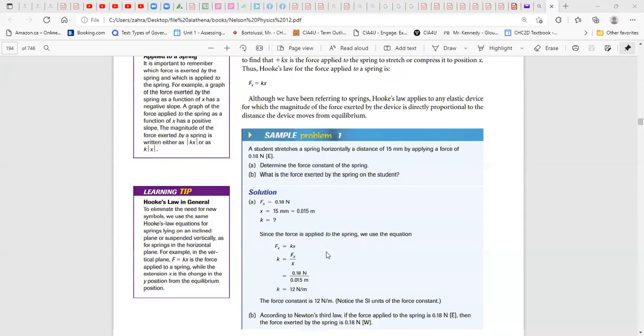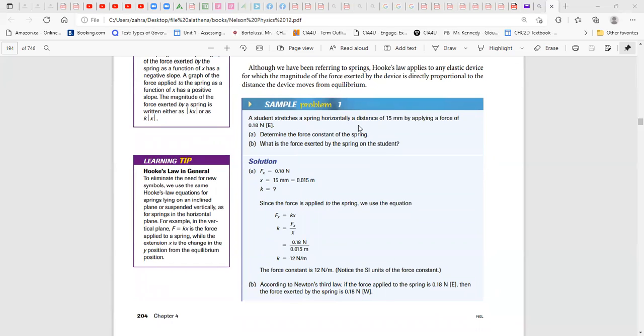Okay, let's look at this question. A student stretches a spring horizontally a distance of 50 millimeters. You need to convert millimeters to meters. Applying a force of 0.18 newtons east, determine the force constant of the spring. Knowing the force is kx, you rearrange for k. k is the force divided by x. The force is 0.18, given, and x you convert into meters, 0.05. You get k as 12 newtons per meter.